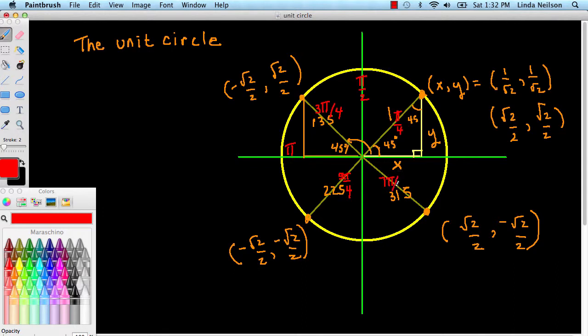So the middle of our quadrant means that we've gone an odd number of pi over 4s, and evens land us right on the quadrant, so these points correspond with the odd numbers of pi over 4: 1 pi over 4, 3 pi over 4, 5 pi over 4, and 7 pi over 4.